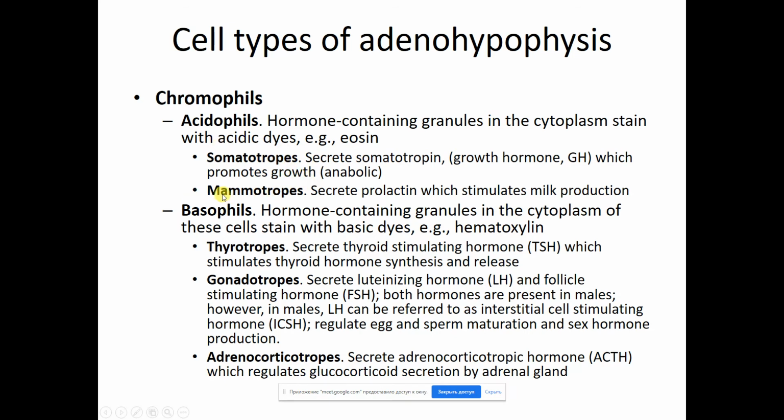And mammatropes. Mammatropes, as named, mammo is a breast gland. They secrete prolactin and stimulate milk production.